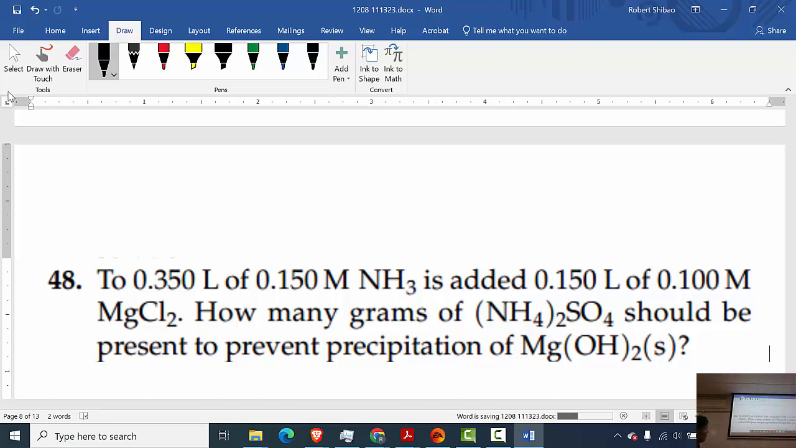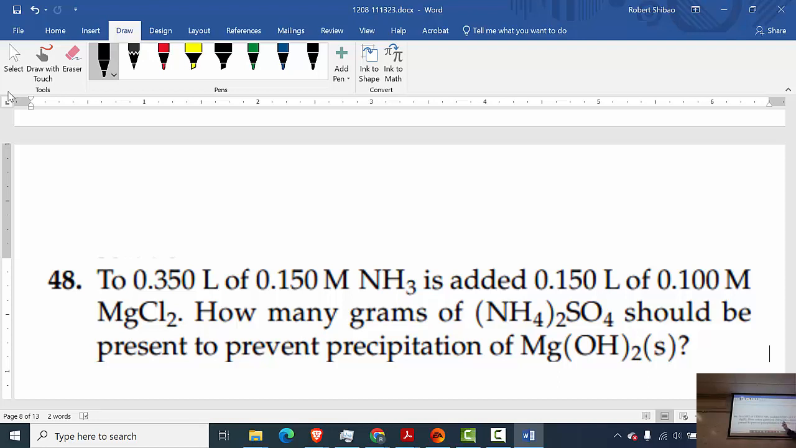All right, to 0.350 liters of 0.150 molar ammonia is added 0.150 liters of 0.100 magnesium chloride. So what's going to happen here is ammonia is a weak base. Weak base is going to hydrolyze water to form hydroxide. The hydroxide will precipitate out magnesium chloride as a hydroxide. But we were able to prevent this in lab. We didn't want magnesium hydroxide to precipitate in our qual lab initially, and then later on we wanted to precipitate it. And the way we prevented precipitation was by making a buffer. We made the ammonium-ammonia buffer. Remember that? 2 drops of ammonium and then add ammonia until the pH got to around 7, 8, right?